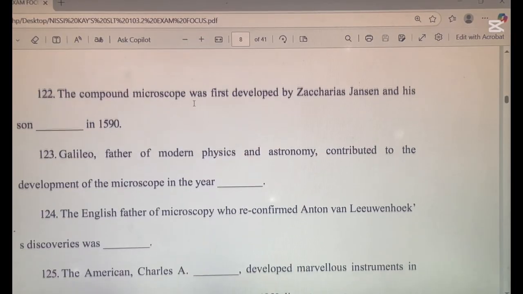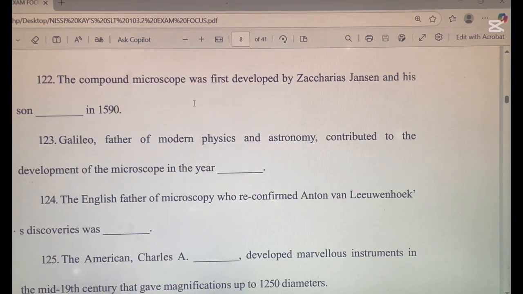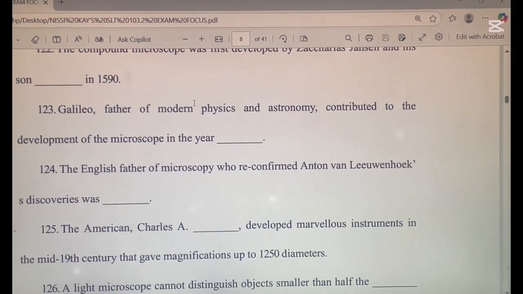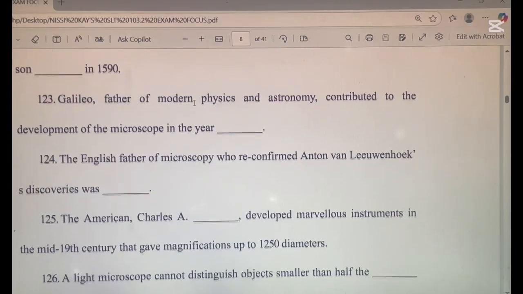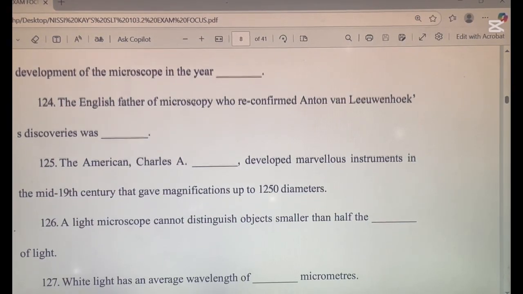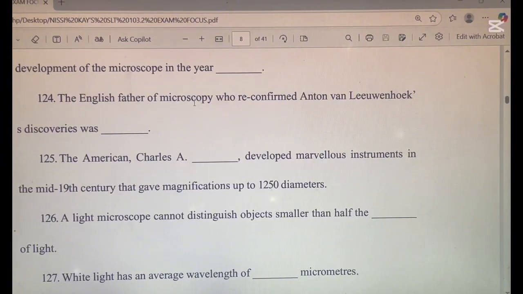Now, the simple microscope was developed by Zacharias Janssen and his son Hans Janssen. That was done in 1590. Galileo, the father of modern physics and astronomy, contributed to the development of the microscope in the year 1609. Now, the Dutch father of microscopy was Antonie van Leeuwenhoek.